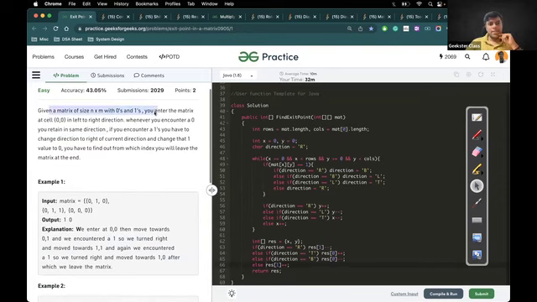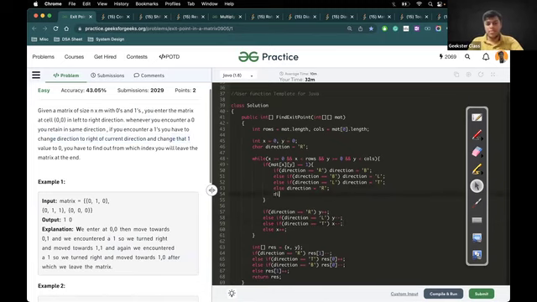Given the matrix, enter the matrix. Whenever you encounter a 0, you retain in the same direction. You have to change the direction to right of the current direction and change that 1 value to 0. Okay, so they are also saying change the value of that cell to 0. So make that cell also 0. So they are saying also make x, y as 0 before moving. Before moving, make x, y as 0.